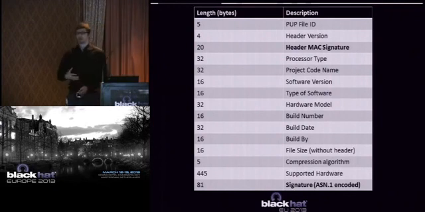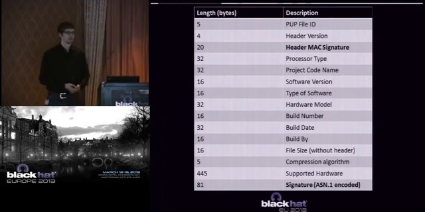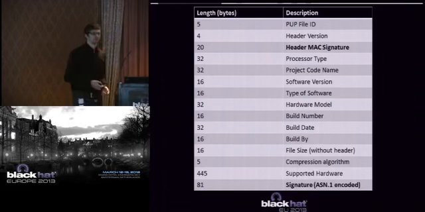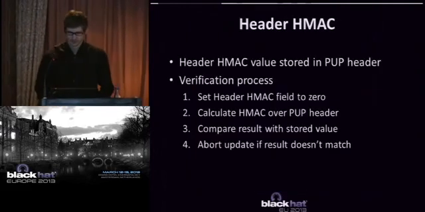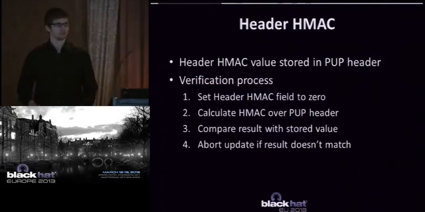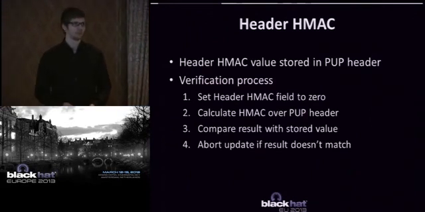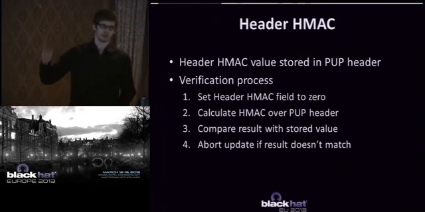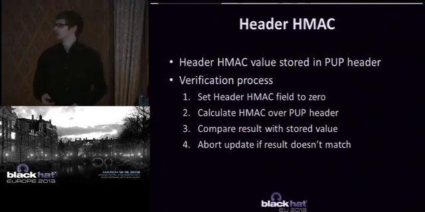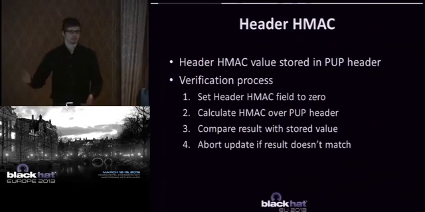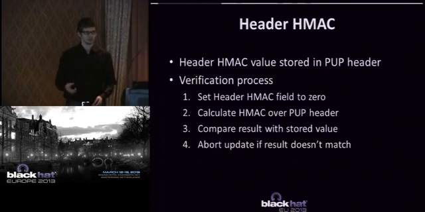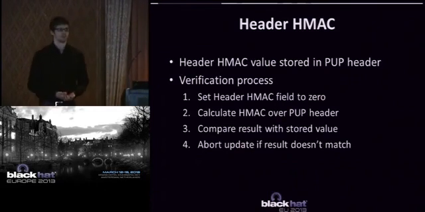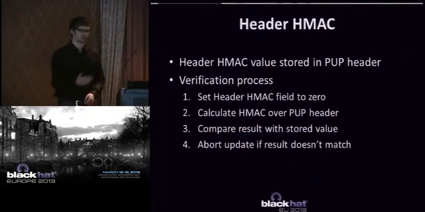Since we were interested in ways to actually get root access on the device, we took a deeper look into those mechanisms. We start with the header MAC signature. This is actually an HMAC. So what you do is you have a secret value, you calculate a hash over the header. In order to verify this, you just do the usual thing: you zero out the field in the header, you calculate the hash using the secret, and then you compare the result. If it doesn't match, you have an invalid pub file, so you just throw an error.